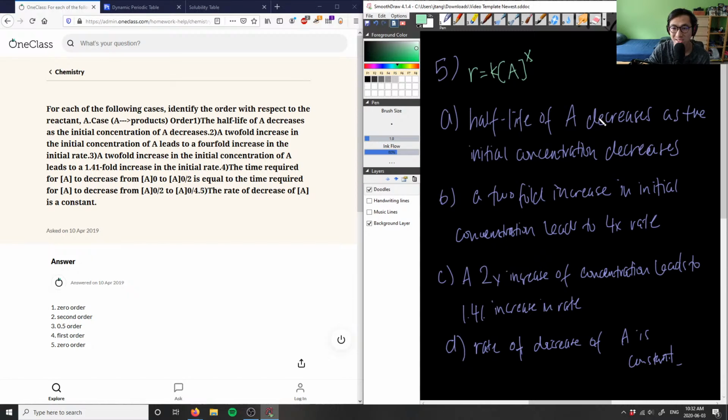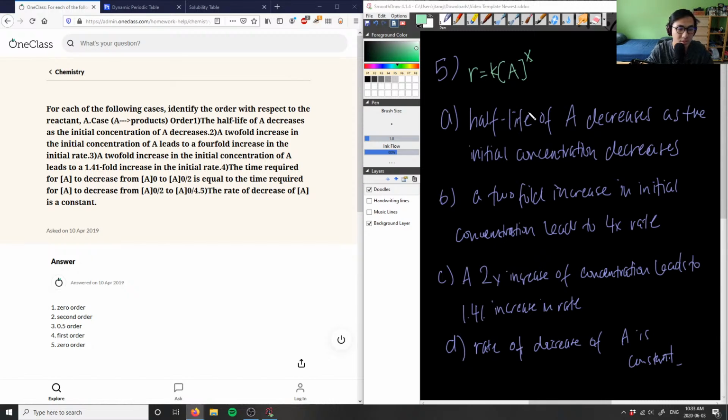So it says here the half-life of A decreases as the initial concentration decreases. So I'm decreasing A here. So A here is our initial concentration. And it says here as the half-life of A is going to decrease as concentration also decreases here. So we're looking at basically the concentration, which is given as A here. And then we're looking at the half-life of A is also decreasing as well.